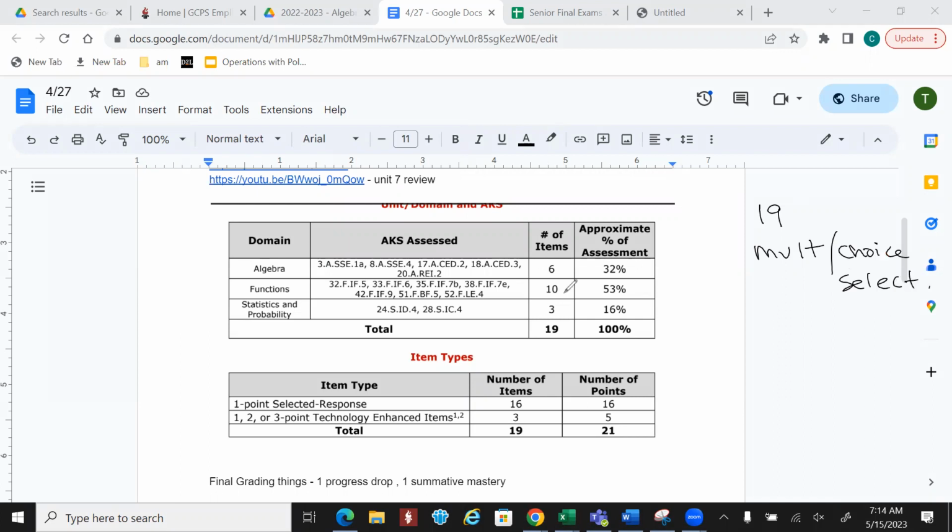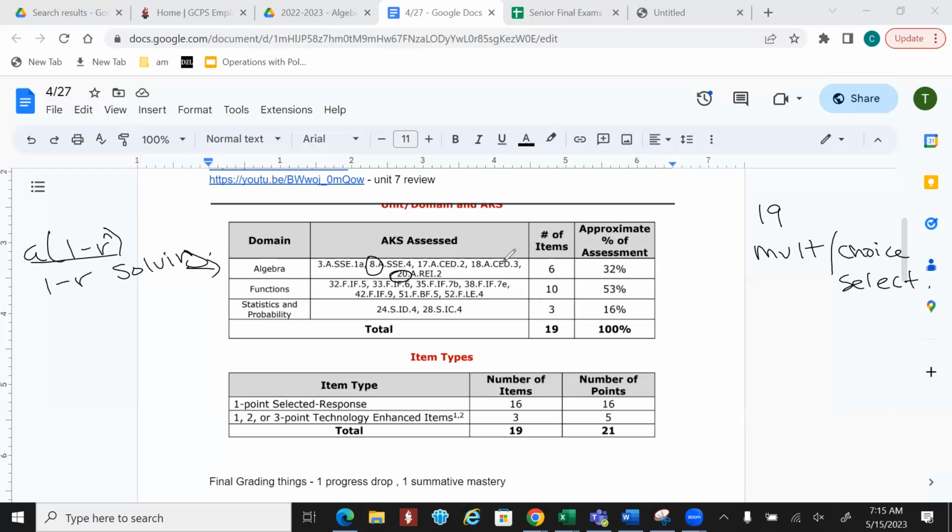Now let's talk about the different types of questions. This is what the county gives us, and they tell us you get 6 questions on these AKS. Notice there are 5 AKS, but 6 questions, so one of these repeats. Most of these are solving. AKS 20 is solving radicals. That's on your final exam review guide. 8 is geometric series.